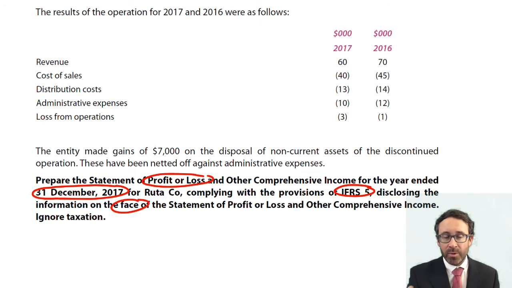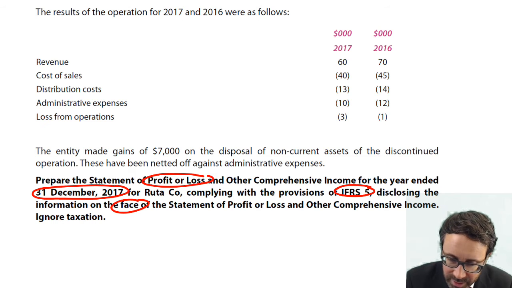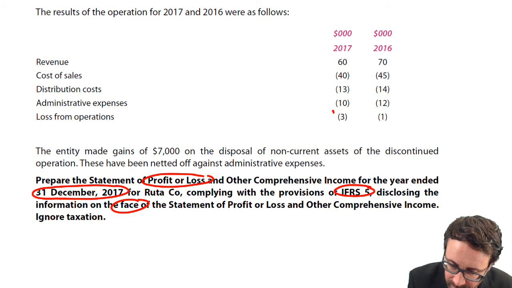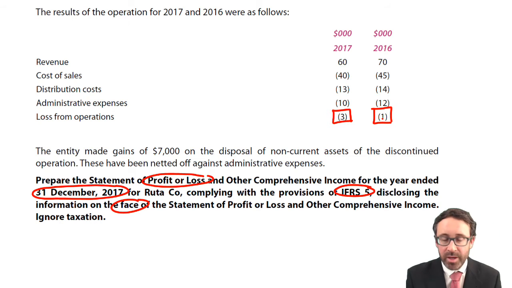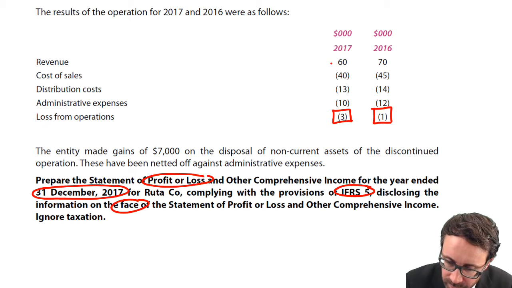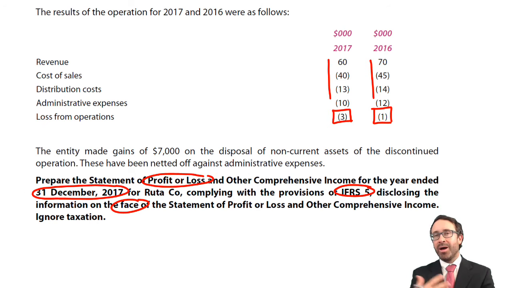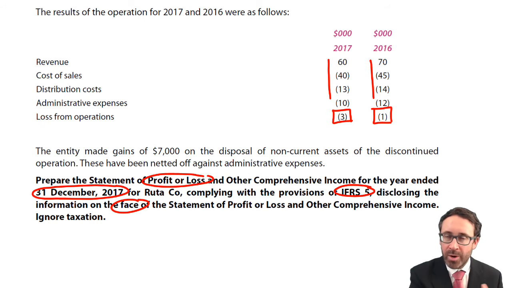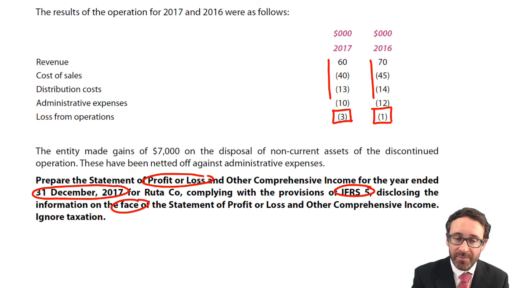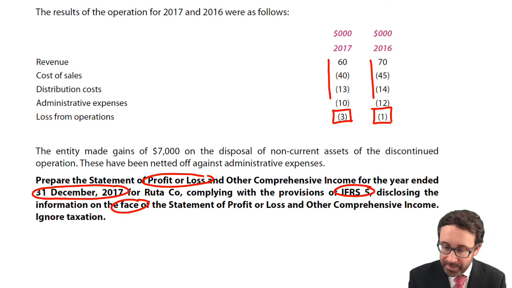We can see here that we're given the results. So we can see here the key figure is there. So for each year we want to show the loss of 3 and the loss of 1. But what we need to go through and do is adjust on a line by line basis. We need to remove the revenue for 2017 and 2016. We need to do the same for cost of sales, distribution and admin.